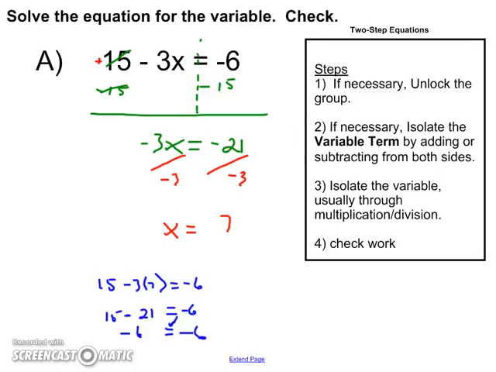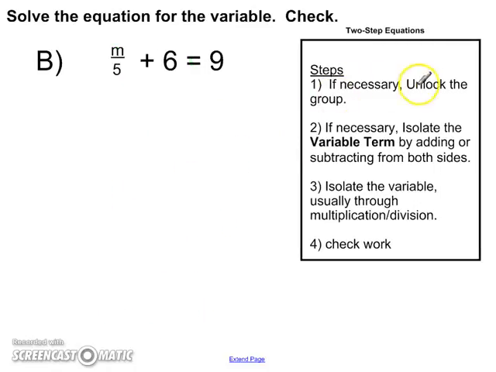All right. Unlock the group if necessary. No group. Isolate the variable term. Well, my variable term in this case is the m divided by 5, so I'm going to leave it alone. I'm going to get rid of the plus 6. Well, how do I undo plus 6? I subtract 6, and whatever I do to one side, I do to the other.